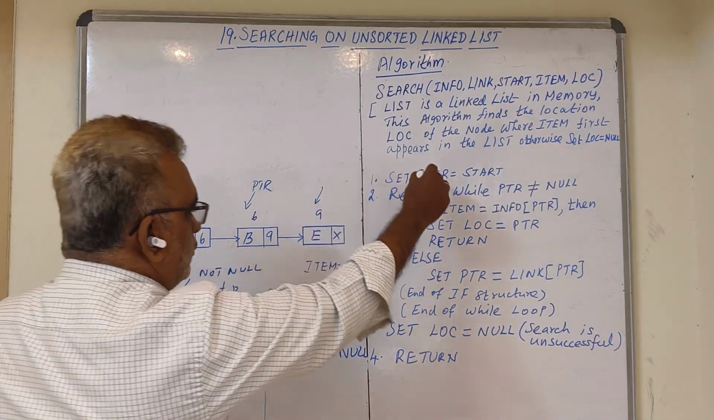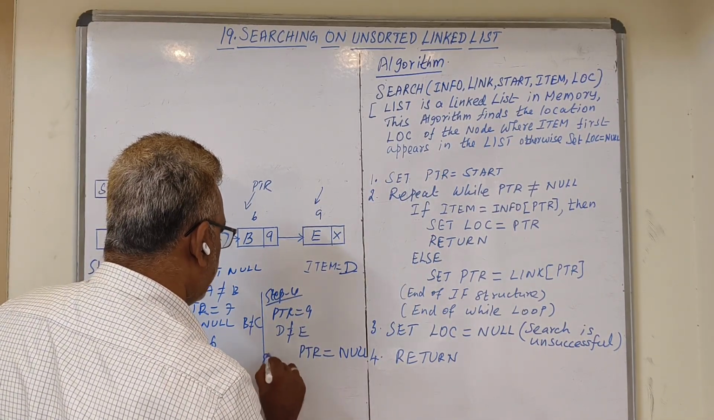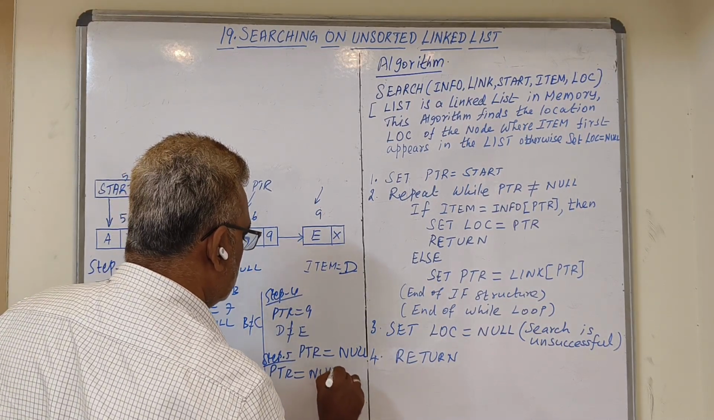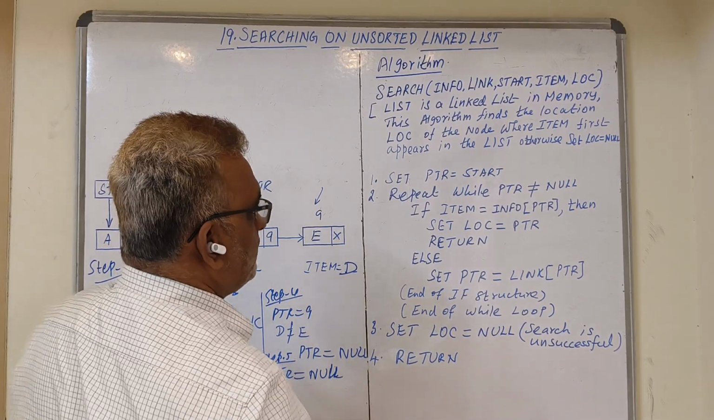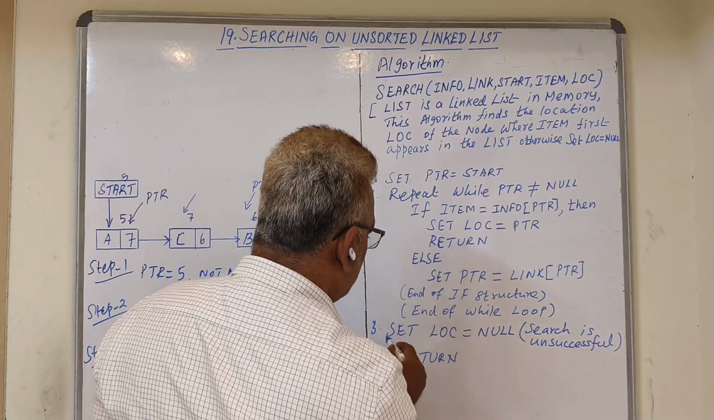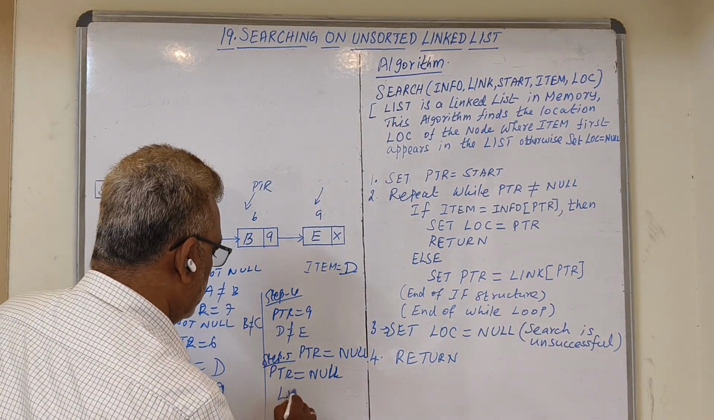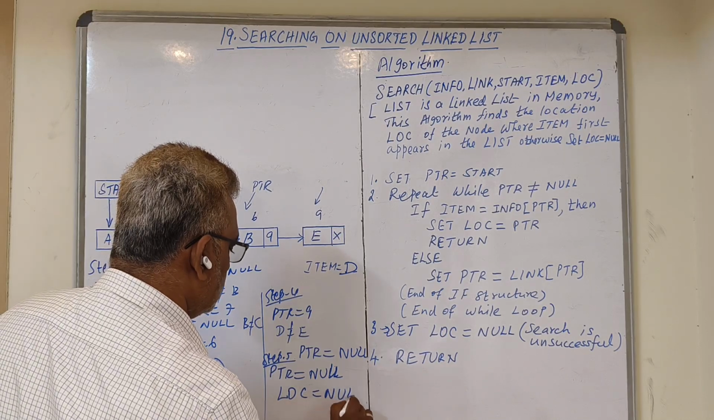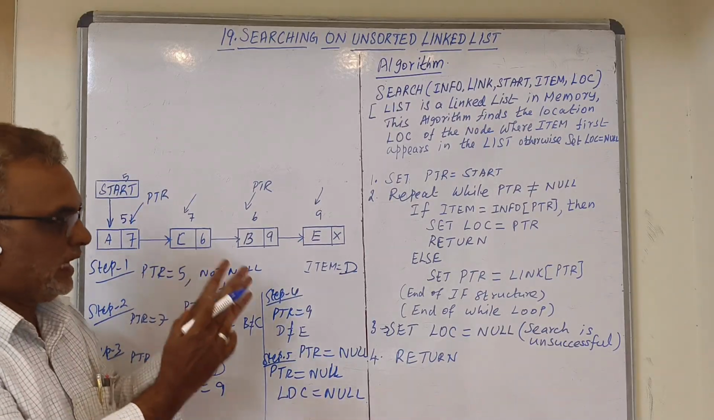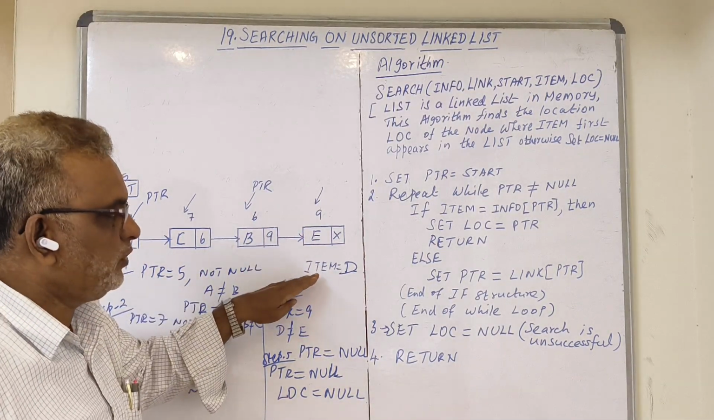So again we go to step 5. PTR is equal to null. That being the case, the condition is not satisfied. Simply come to step number 3. Set LOC equal to null. Now LOC is equal to null. Stop the process.